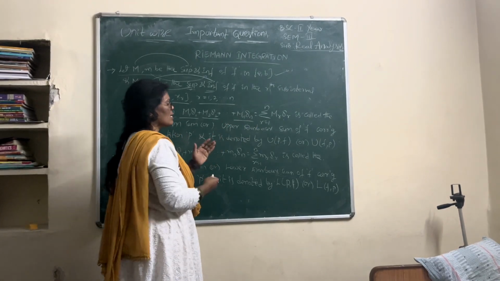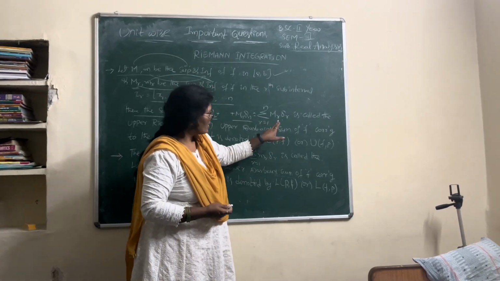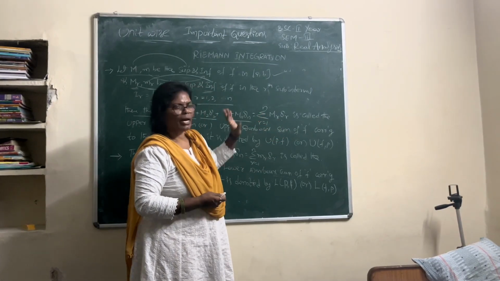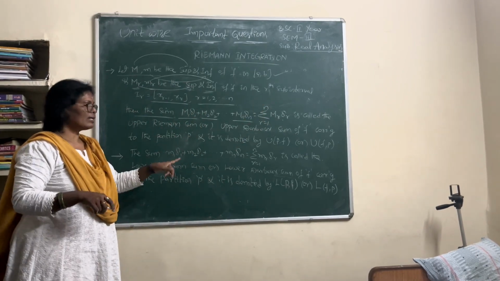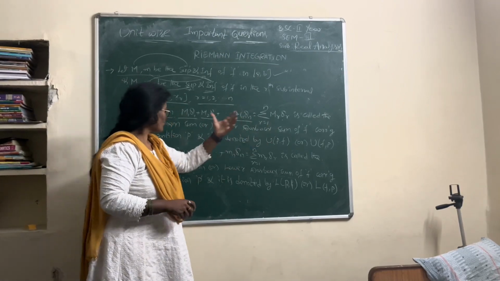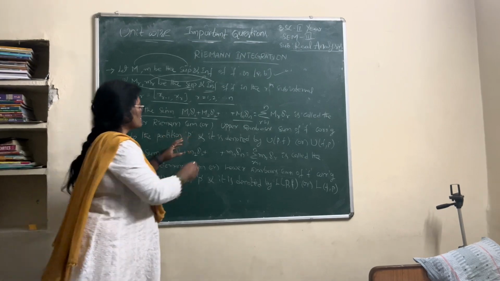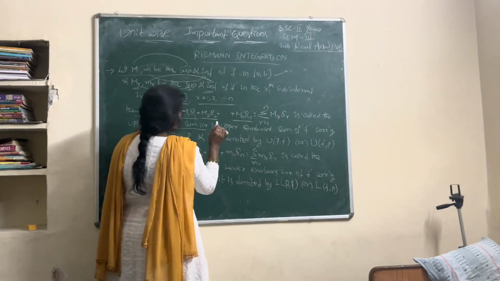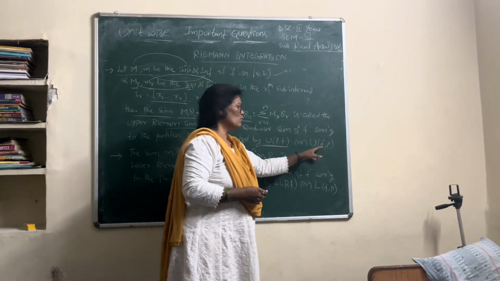The sum is simply written as summation of capital Mr delta r, where r values go from 1 to n. This is called the upper Riemann sum, or the upper Darboux sum, of the function f corresponding to the partition P. It is denoted as U(P, f) or U(f, P) also.